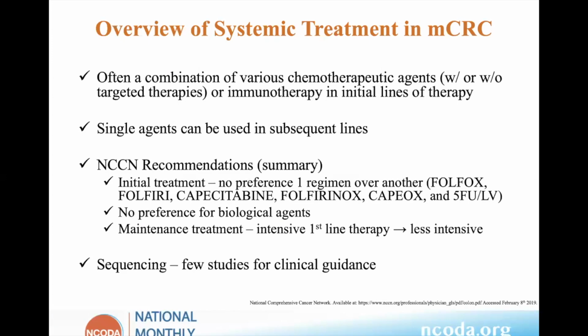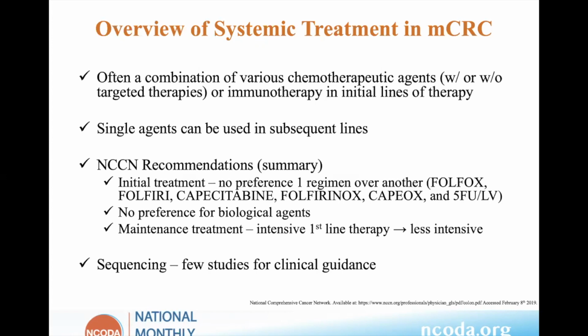Okay, so this slide is a very, very basic overview of systemic treatment in mCRC. For more details, we can obviously refer to guidelines. We know that initial treatment is often a combination of various chemotherapeutic agents with or without targeted therapies, depending on gene mutations, specifically KRAS and BRAF.